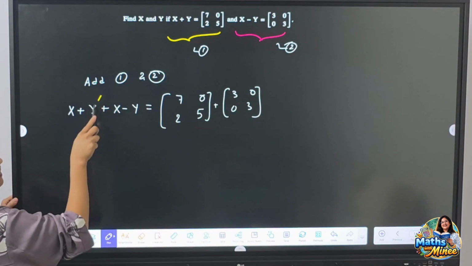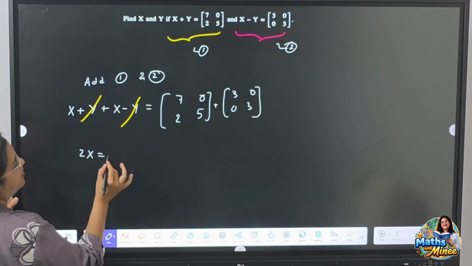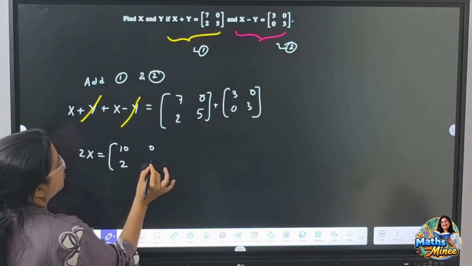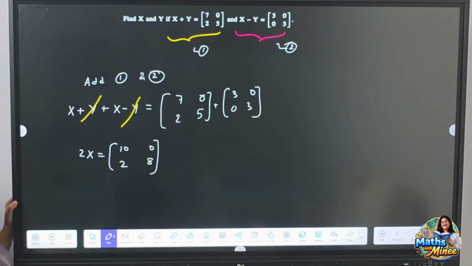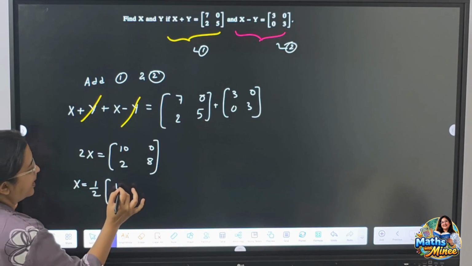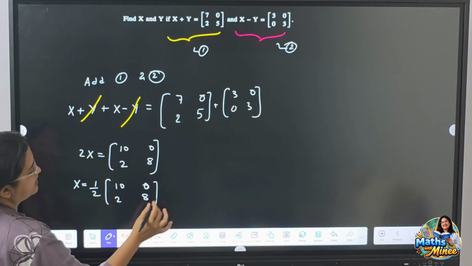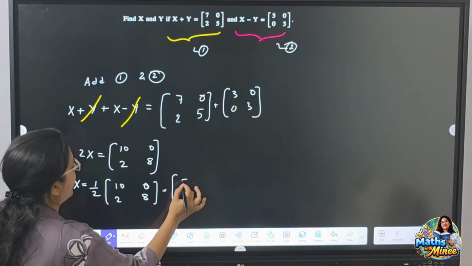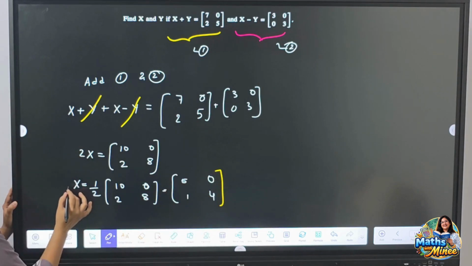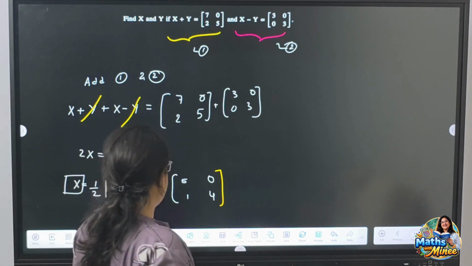Okay, यहाँ पे can we cancel negative y, positive y, तो बच गया मेरे पास 2x which is equal to 7 plus 3, 10, 0, 2, 8. राइट? अब आपको पता ही है कि भाई अगर 2x दिया और मुझे x चाहिए, so we have to divide it by 2. तो जब मैं इसको डिवाइड करूंगी बाय 2, so we will get the answer that is equal to 5, 0, 1, 4. Done. So this is the value of X, or this is my X matrix, right?